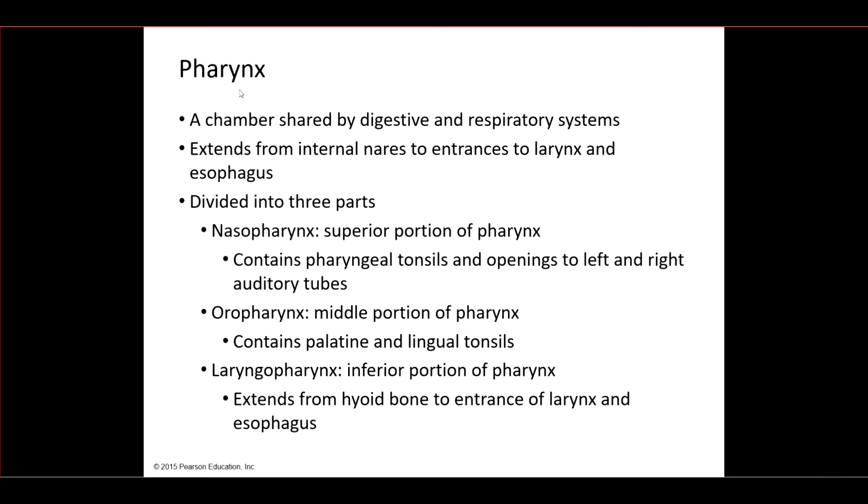And you can think of this as an area or a chamber that's shared not only by the respiratory system, but by the digestive system. And the pharynx basically begins at the internal nares and it goes all the way down to the entrance of the voice box for the respiratory system or the entrance of the digestive system at the esophagus.